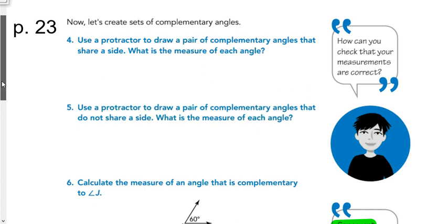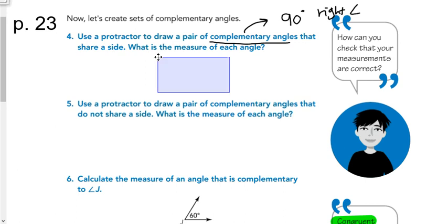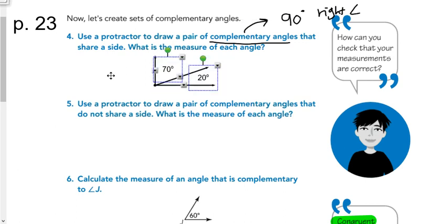Page 23. Use a protractor to draw a pair of complementary angles. We know that complementary angles are the angles that add up to 90 degrees. Okay, so if it's 90 degrees, we know that it's a right angle. And so if we draw that, I just drew a 90 degree angle, and since it's a complementary angles, I just divided and used a protractor to measure each of the angles. Okay, so 70 plus 20, they do add up to 90, which makes them complementary angles.